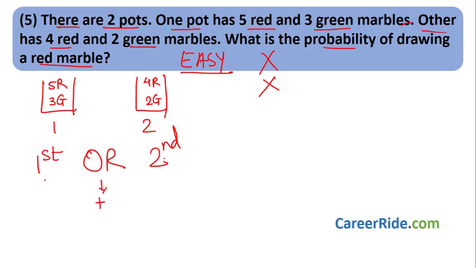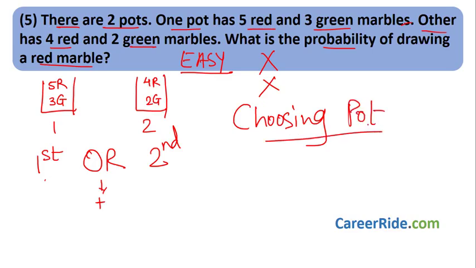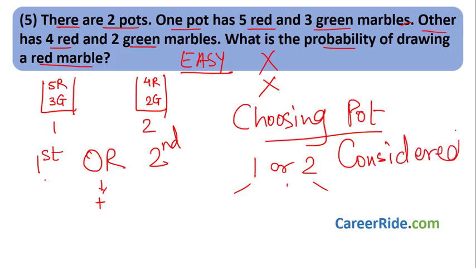But before going to that, what we have to see is the probability for choosing the pot. There are two pots, so which pot do we choose? What is the probability of choosing the first pot? We might choose pot 1 or we might choose pot 2. So the probability of choosing pot 1 or pot 2 also has to be considered. Let us see how to think about this problem.